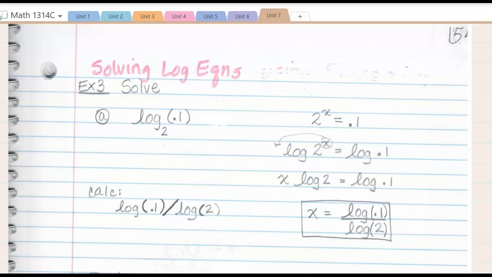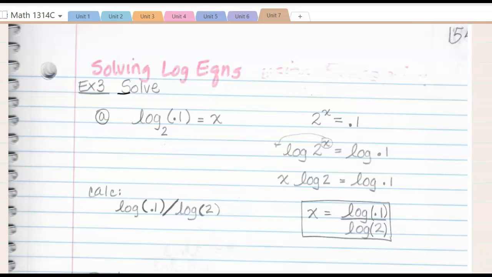For example number 3, we're asked to solve the log of base 2 of 0.1. One thing I want to make sure that you notice is that it doesn't tell me what I need to solve for. So this one might have the words evaluate. But you would do the same thing for evaluating this expression as well as if you had to solve when it was equal to x.